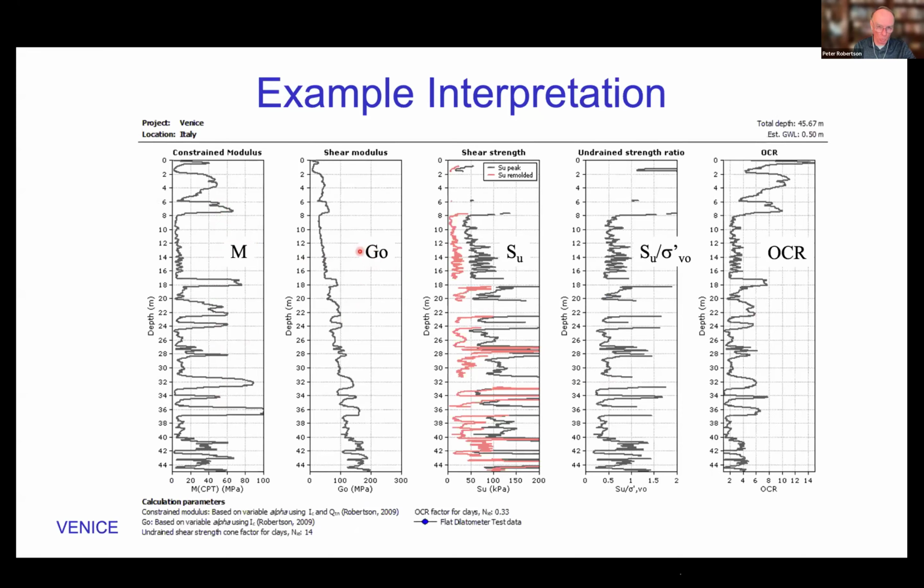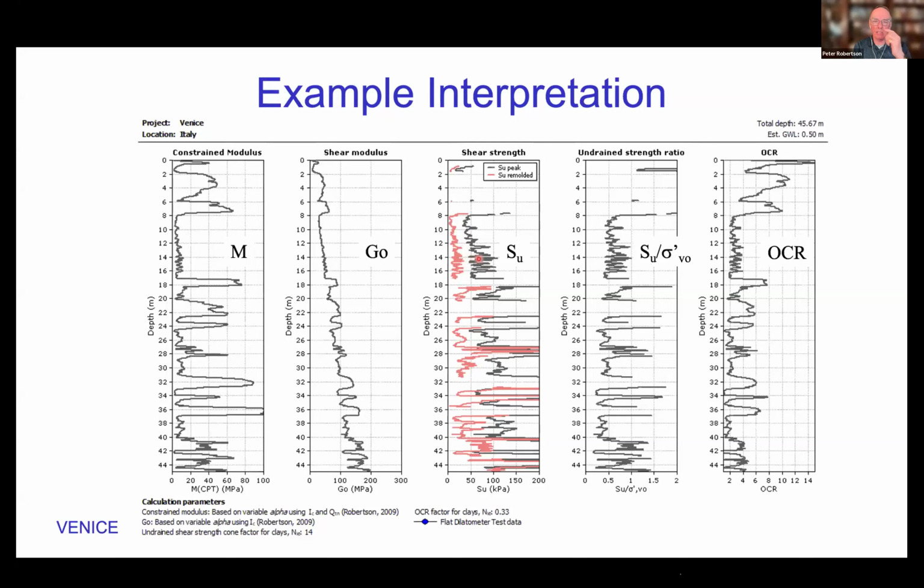The next one is the small strain shear modulus. Assuming the soil is young and uncemented, you can estimate the small strain shear modulus. Then the next plot is undrained strength. The black line is estimating the peak undrained strength with a cone factor. At the bottom here, it says the cone factor was assumed to be 14. And then the red line is the remolded undrained strength, which you get directly from the sleeve friction.